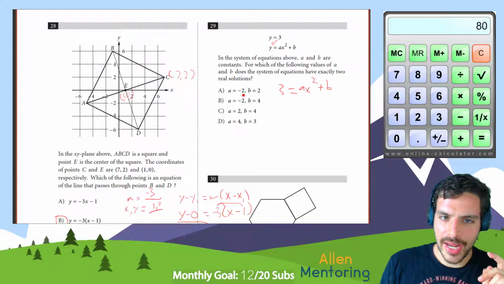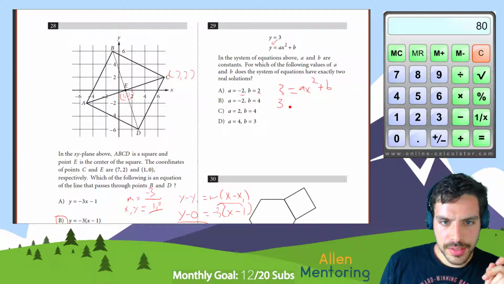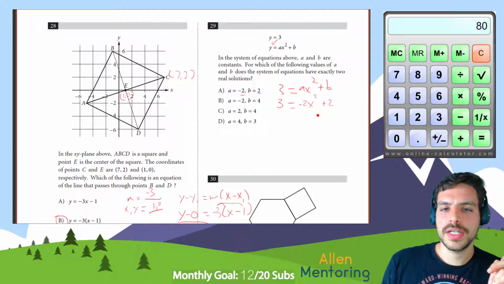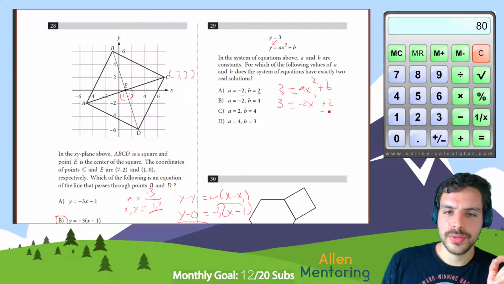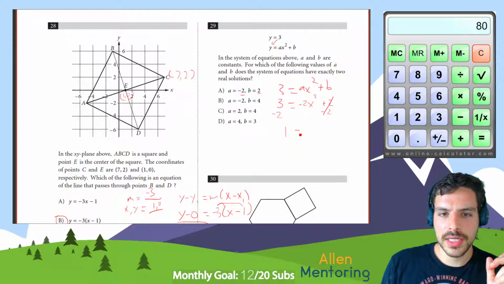Let's say we try out a = negative 2 and b = 2, and we plug that in. So 3 is equal to negative 2x squared plus 2. Now if we solve for x squared, we subtract 2 on both sides, and we have 1 is equal to negative 2x squared. Then we isolate x squared by dividing by negative 2, and the negatives cancel out. So x squared is equal to negative 1/2.